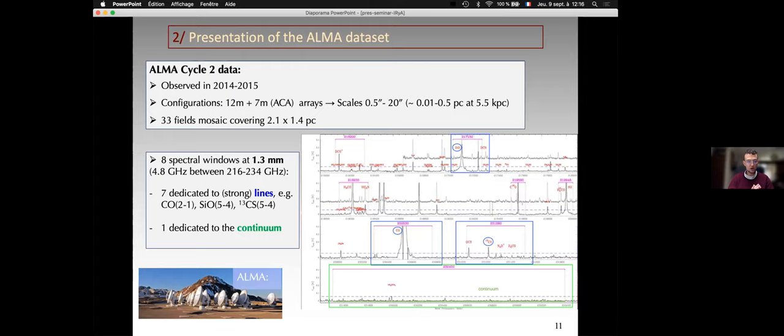For the spatial configuration, the strategy was to observe a large part of MM1, so around 2 times 1 parsec, in the mosaic mode of ALMA. Regarding the spectral configuration, we have in total 8 spectral windows at 1.3 millimeter, so around 200 gigahertz. One is dedicated to the continuum, and the others were focused on some specific strong lines, such as CO, SiO, or CS.